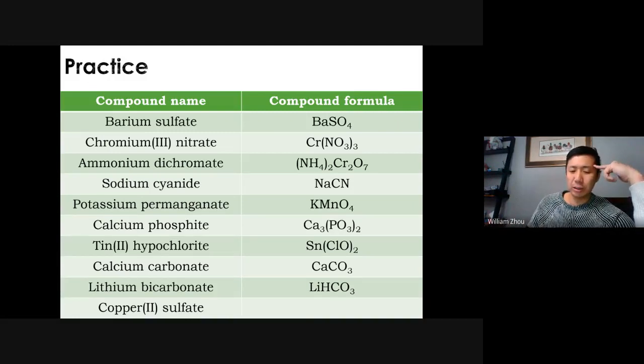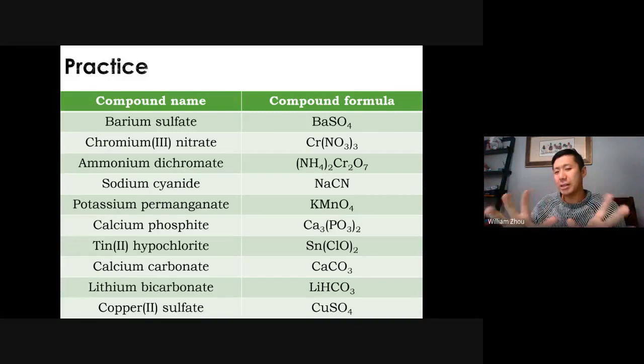And the last one, copper(II) sulfate. Copper is Cu, sulfate is SO4. Copper(II) means that copper is 2 plus, but sulfate is 2 minus, so that's perfect. 2 plus, 2 minus. You don't need to multiply anything, just put them together. CuSO4. Okay, so that is the complete list of the answers here.